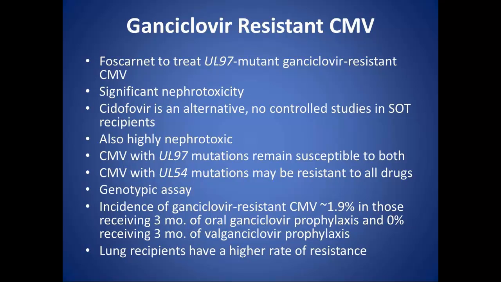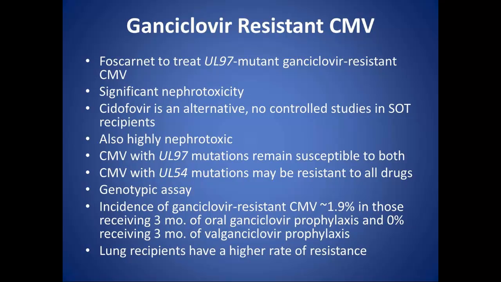Usually if the patients get the UL54, they may be resistant to all drugs. So with the 97, you have a couple options, but if you get the UL54 mutation, you may not have any options. And how do you figure out which mutation they have? Well, there is a genotypic assay available. There's also a phenotypic assay available for CMV, but it's recommended that you use the genotypic assay because that actually tells you where the mutation is.